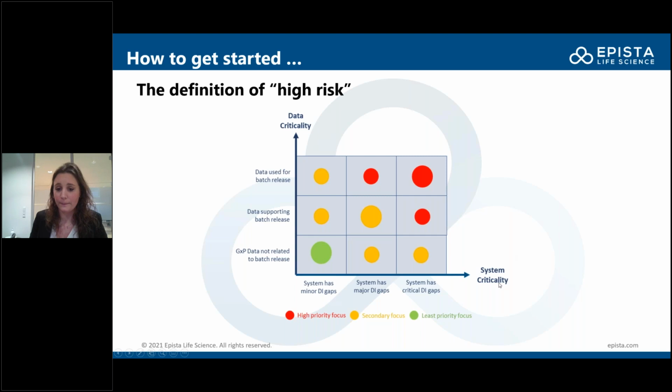The second dimension to look at is the system criticality. So do I have a system that only has minor data integrity gaps? Do I have major data integrity gaps? Or do I have critical data integrity gaps? And based on this, you can then easily say, where do you put your focus? So really focus on systems that have critical gaps and that are generating critical data for you. And then sequentially go down to your lower risk systems.